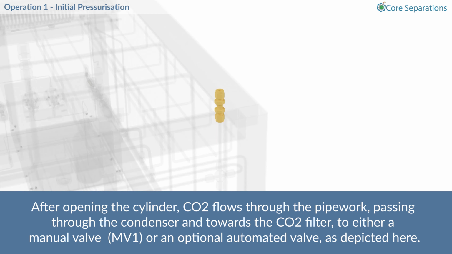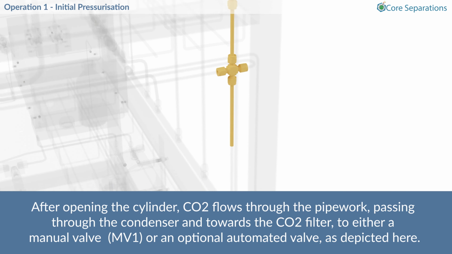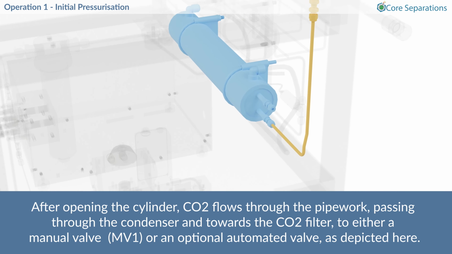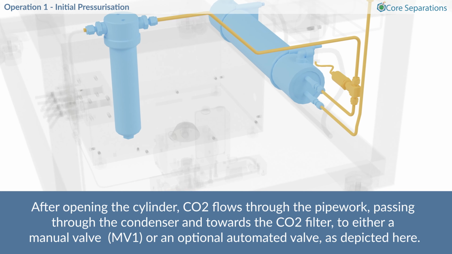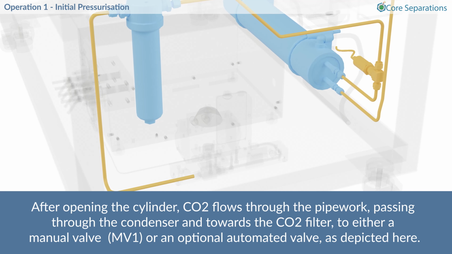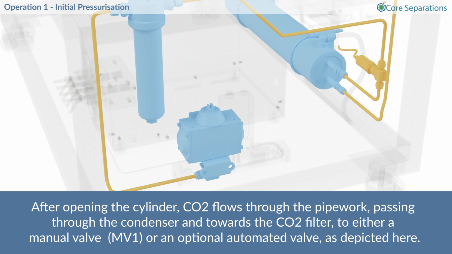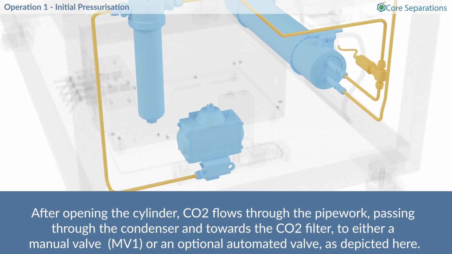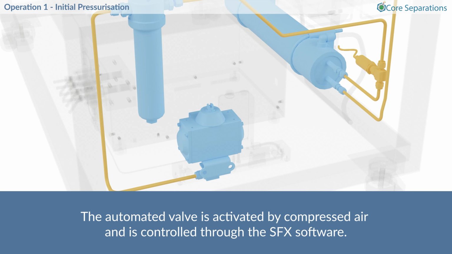After opening the cylinder, CO2 flows through the pipework, passing through the condenser and towards the CO2 filter, to either a manual valve, MV1, or an optional automated valve, as depicted here. The automated valve is activated by compressed air and is controlled through the SFXE software.